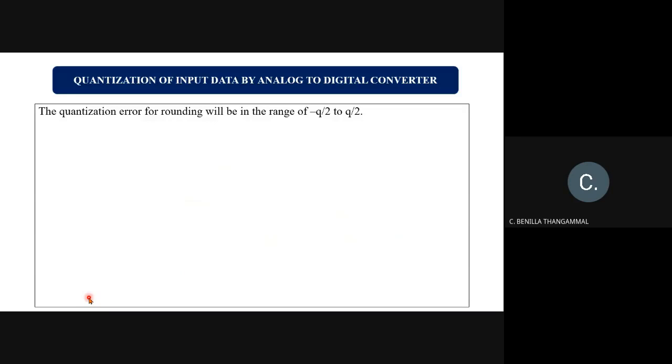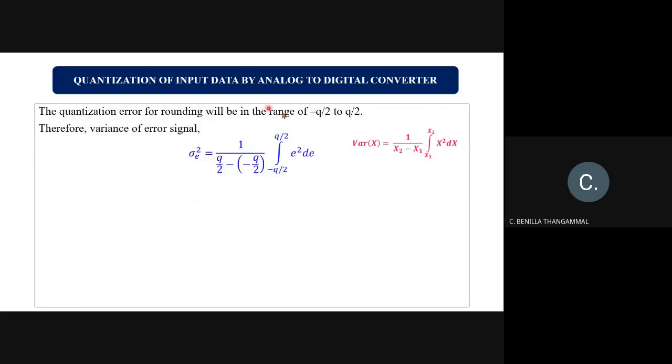The quantization error for rounding will be in the range of minus q by 2 to plus q by 2. The variance of x is given by 1 divided by (x2 minus x1) times the integral from x1 to x2 of x square dx. So here it will be 1 by q times the integral from minus q by 2 to plus q by 2 of e square dE.